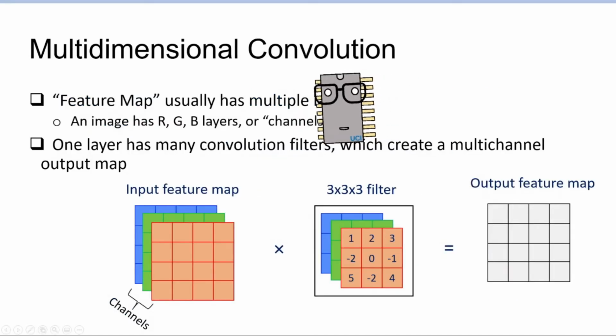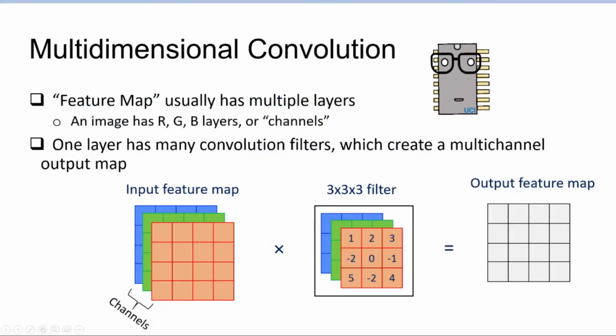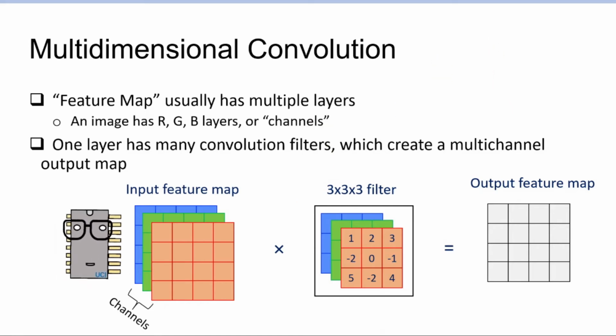And in neural networks, we typically use multi-dimensional convolution, partially because the so-called feature map, the input, has multiple layers, multiple dimensions as well. For example, if you have an image as an input, an image has R, G, and B layers representing 3 different dimensions of values through RGB layers or RGB channels. So there's 3 channels of an input map.